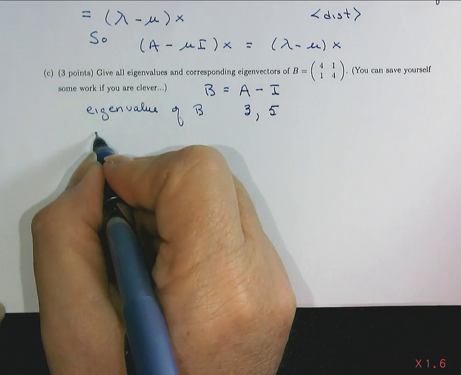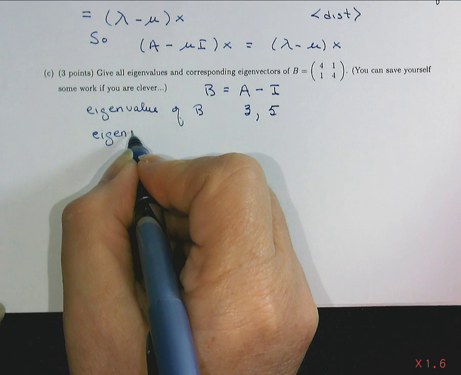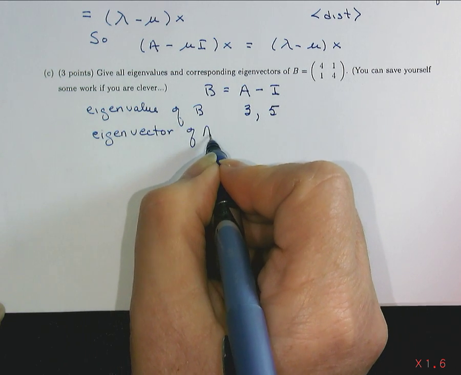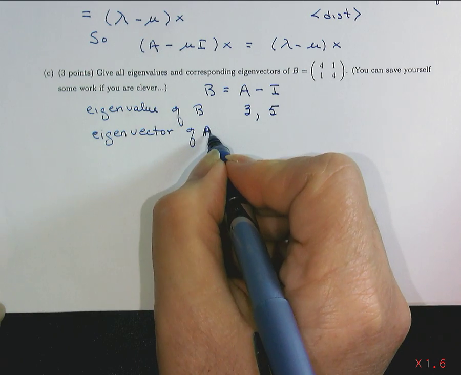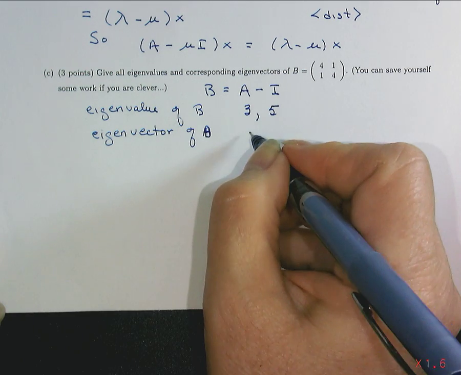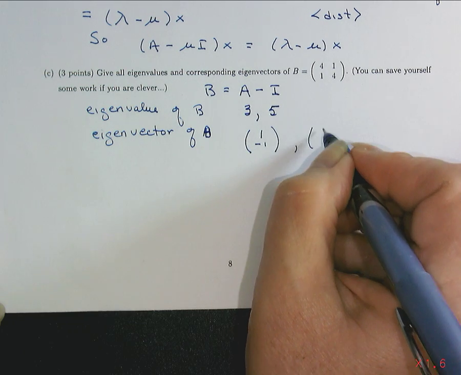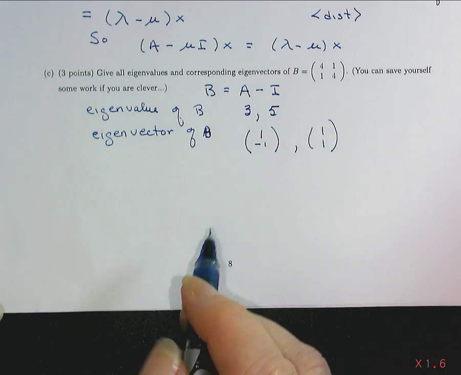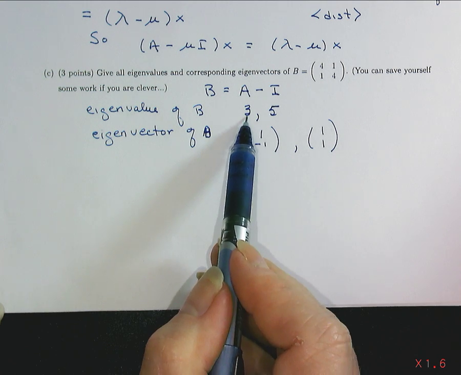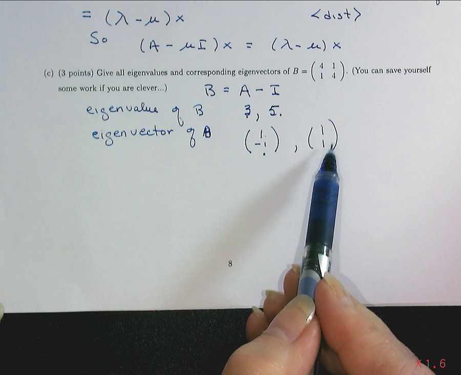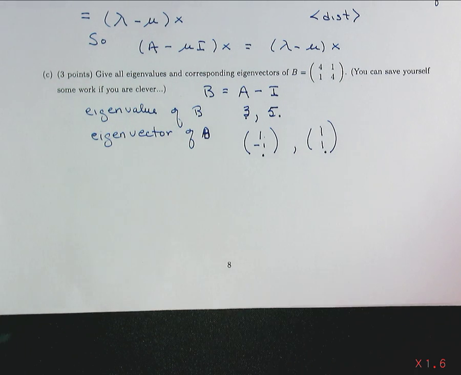And the eigenvectors for B are the same as the eigenvectors for A, which were (1, negative 1) and (1, 1). So we know what the eigenpairs are. It's 3, (1, negative 1), and 5, (1, 1). That's it for 8.